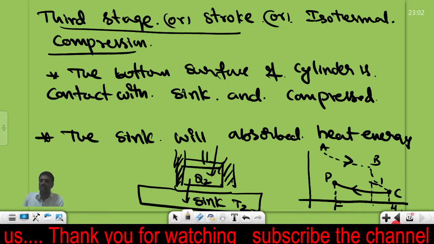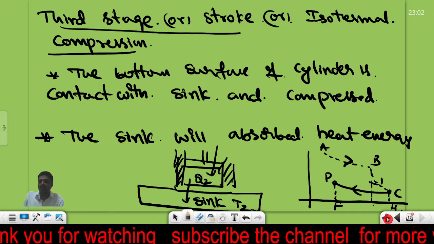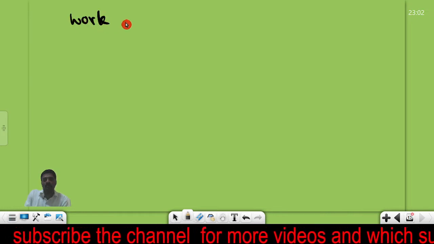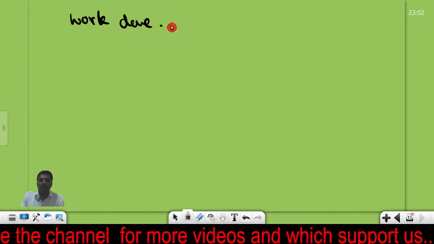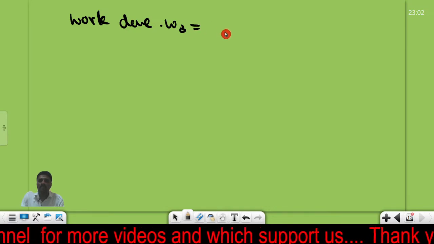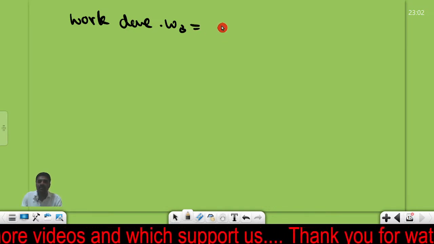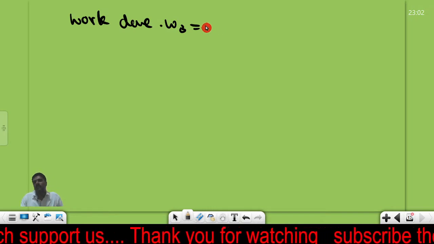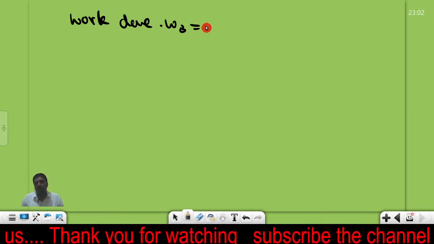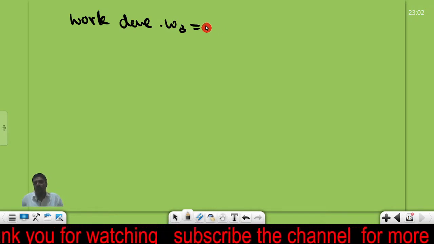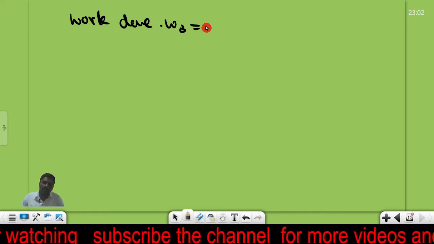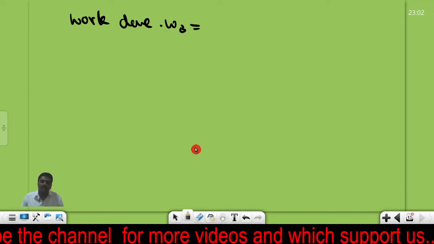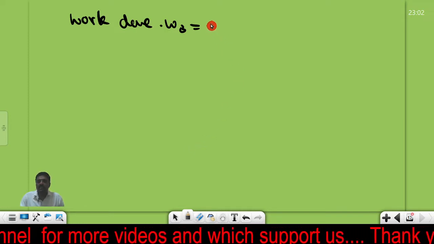So what is the work done in this process? Work done, W3 we are taking. W3 is equal to, same formula I am writing. It is the negative work done, because we are doing the work on the working substance. Work is nothing but energy only, work and energy both are the same.